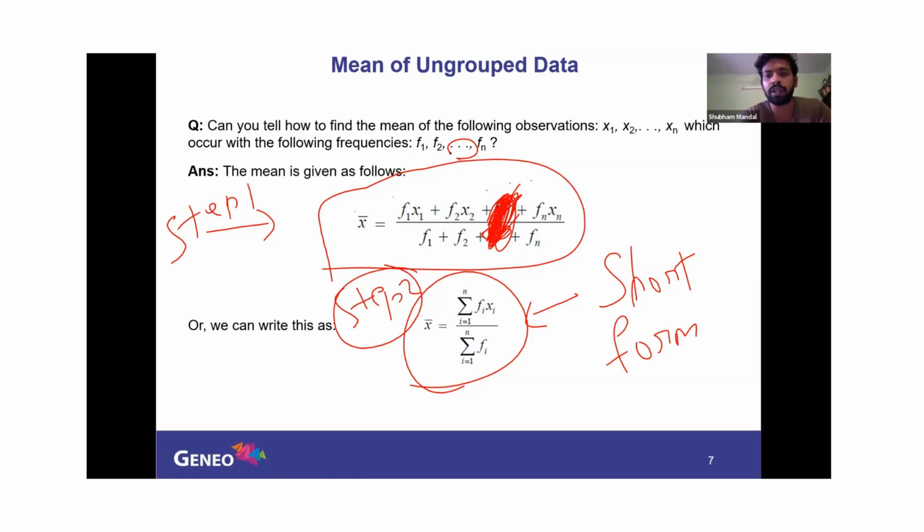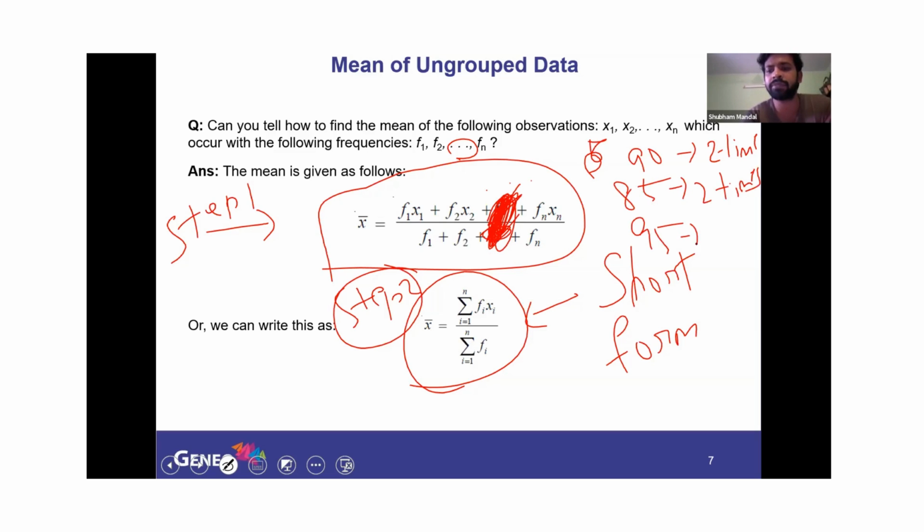Let's say it's out of 100. Let's say I've got 90 two times, 85 two times, 95 five times. Let's take only these three observations. You have 95 five times, 85 two times, 90 marks two times. We have three observations, and totally they occur 9 times.